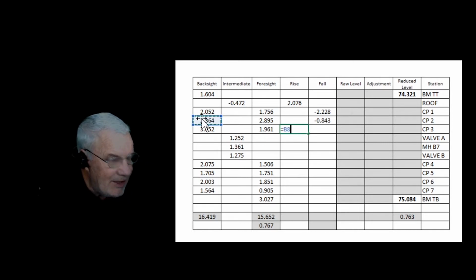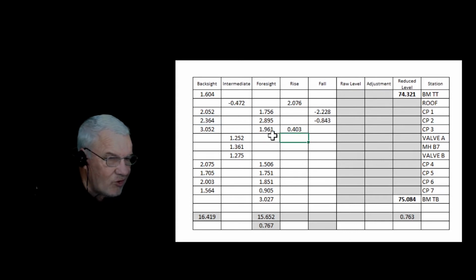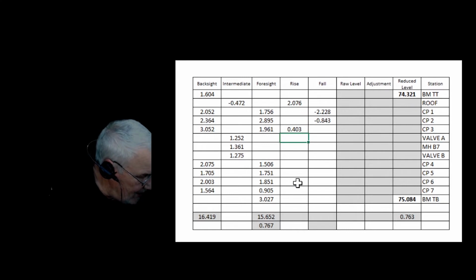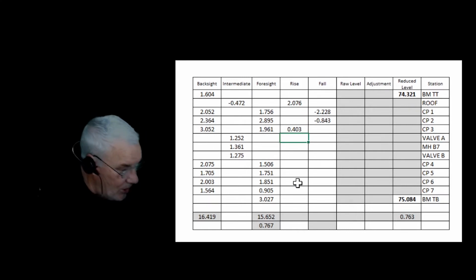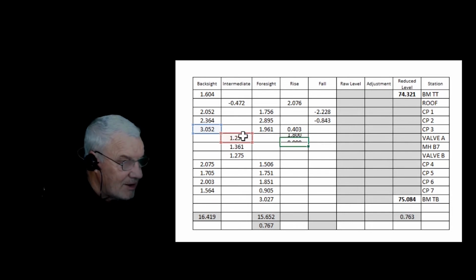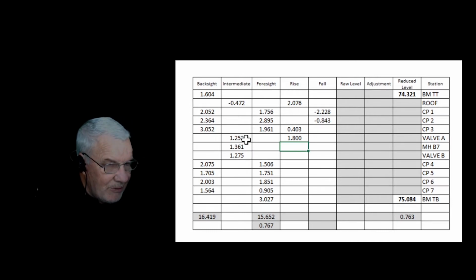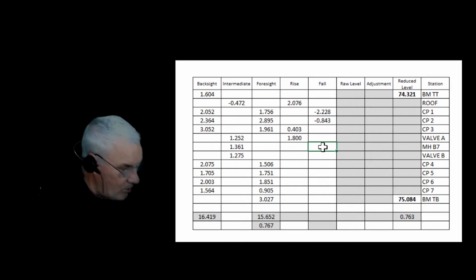Equals that minus that. Intermediates. Yeah, so that number's bigger, so we've definitely got a rise here, bigger than the next number below, so equals that minus that. Yep, and it's positive. That's good. Now here we've got, oh, this number's bigger, so that's going to be a fall. So that's equal to that minus that.